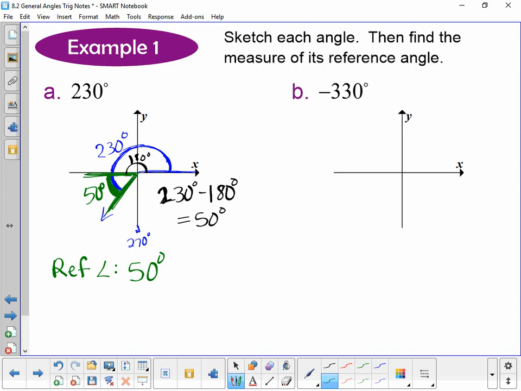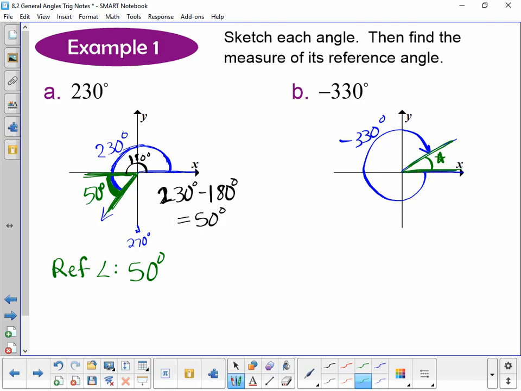Okay, let's try a negative angle now. So we still start on our positive x-axis. We're going to rotate negative 330 degrees. So as we rotate, it's negative 90, negative 180, negative 270, and we would need to continue going another 60 degrees to get to negative 330 degrees. So our reference angle would be between the terminal side and the x-axis. So our reference angle is here. Put a star on it.